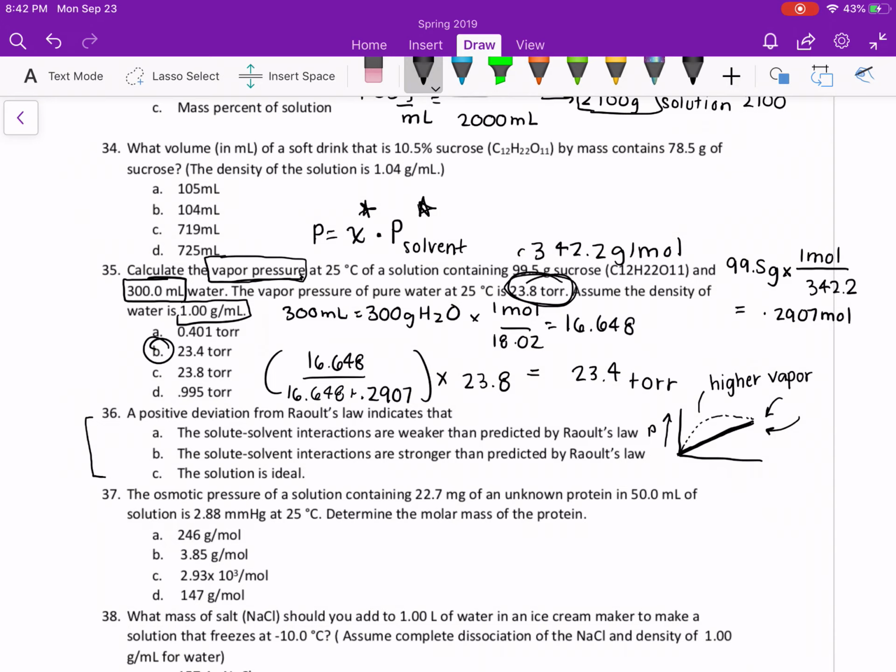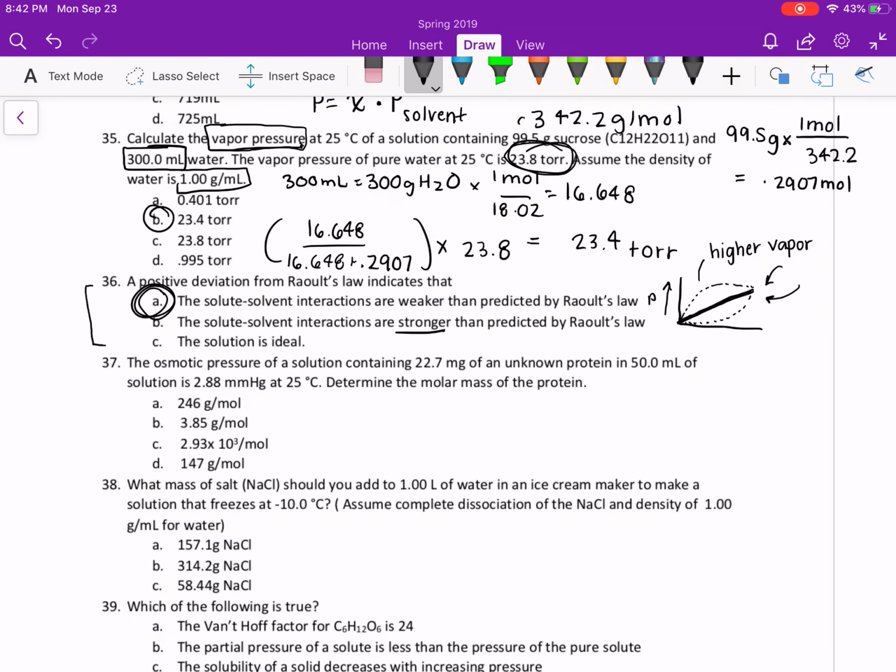Well, that's going to tell me that the solute-solvent interactions are weaker than predicted. Because if they're weaker than predicted, that means that it can break through easier, right? If I had a negative deviation from Raoult's law, meaning that there's less vapor above the solution, that means that those particles are held tighter, meaning that the solvent-solute interactions are stronger than predicted. So I know that it has to be A. And if it's an ideal solution, it will follow Raoult's law.